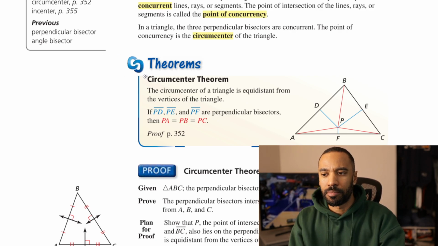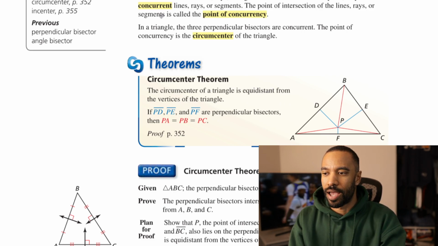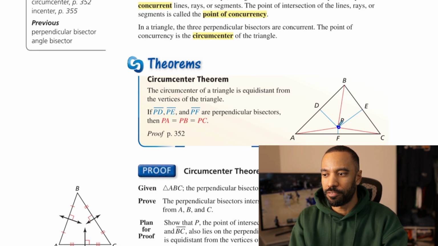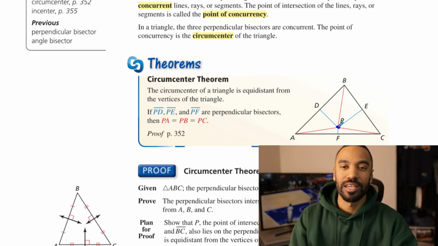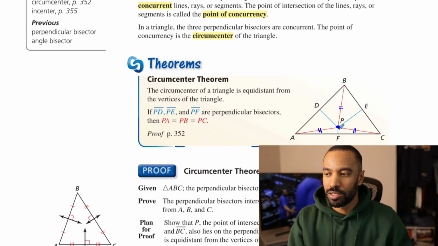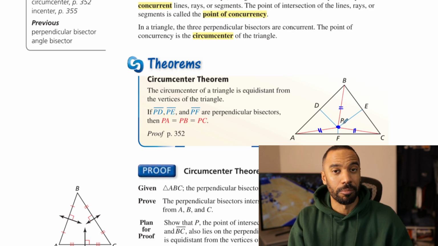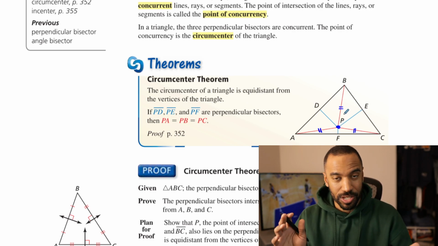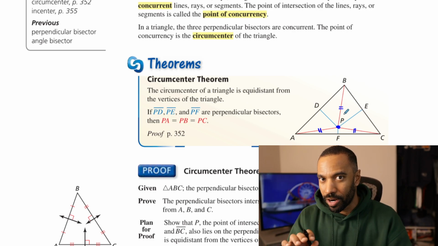The circumcenter theorem says the circumcenter of a triangle is equidistant from the vertices of the triangle. So this point itself, that point of concurrency, where those 3 perpendicular bisectors meet, mind you, has equal distances to the vertices of the triangle. These 3 red segments here are congruent. Pretty nifty stuff. Now, there's a reason why that is as far as the congruency. That's how a circumcenter works when it comes to a triangle.